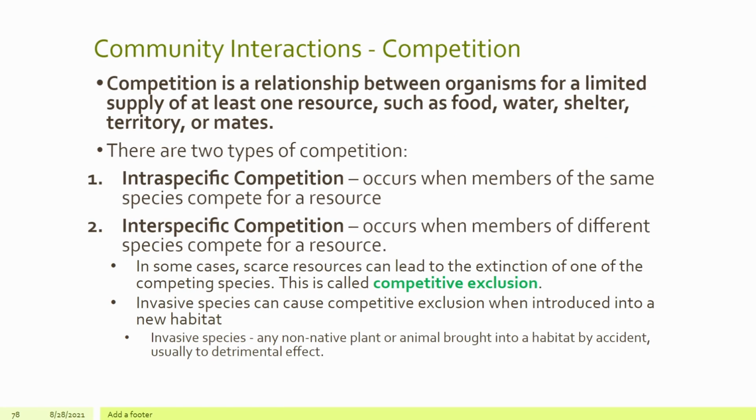There are other community interactions that aren't predation, that aren't a type of symbiosis, and that is competition. So competition is a relationship between organisms for a limited supply of at least one resource. Usually it's food, can be water, even shelter or territory or mates. There are two types of competition, intraspecific and interspecific. Intraspecific happens between members of the same species when they compete for a resource. When members of different species compete for a resource, it is interspecific competition.